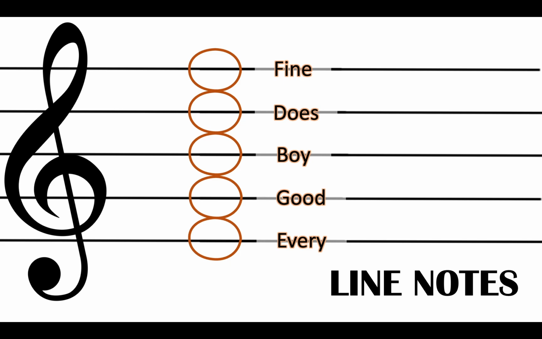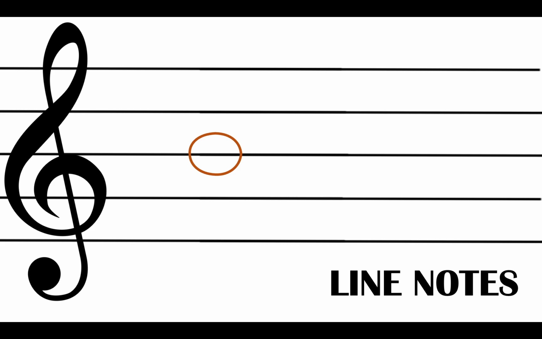Are you ready for the test? Let's try. What is this? This is a line note on the third line. 1, 2, 3. So let's think of the sentence. Every good boy. There you go. This is a B. How about this one? Oh, that's easy. That's an E, isn't it? Every. And this one? Every good boy does fine.